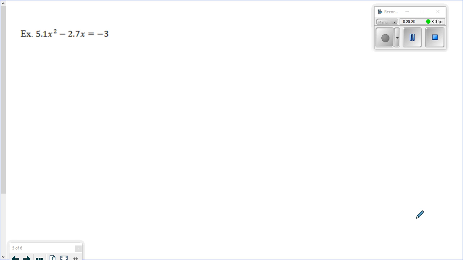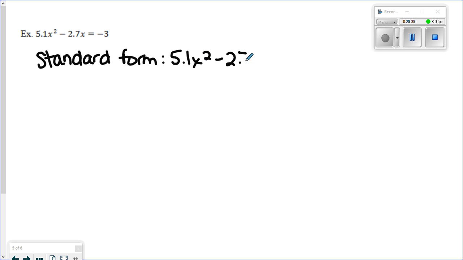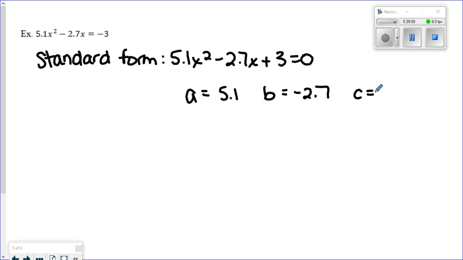So one more. So quadratic, because again, we have that x squared. Right now, it's not in standard form, so we want to put it in standard form. So that would be 5.1x squared minus 2.7x. I'd add 3 to both sides of the equation to set it equal to 0. So A is equal to 5.1, B is equal to negative 2.7, and C is equal to 3.